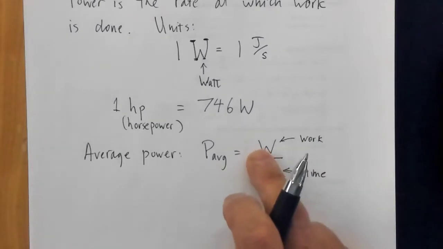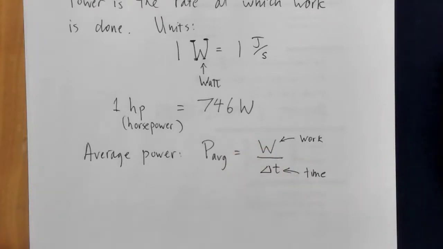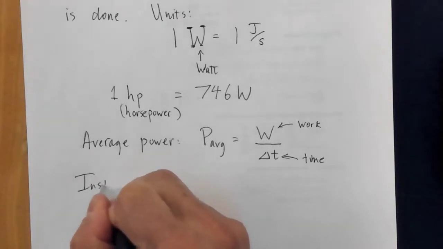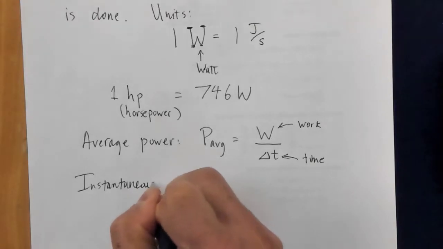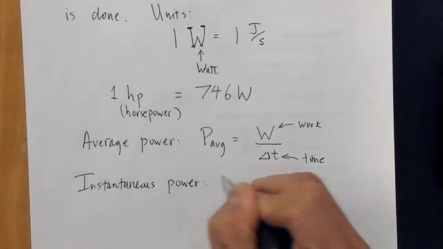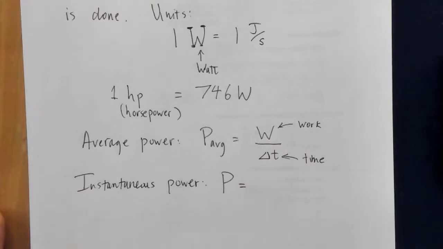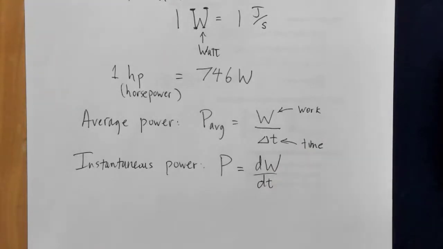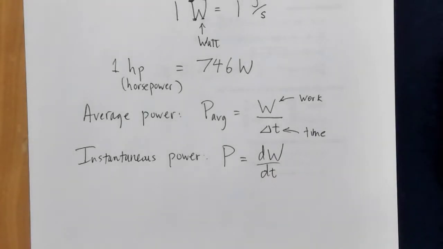Typically, we would have a delta in the numerator as well, but the way work is defined, work itself is the change or the transfer of energy. So there's not a delta going with the work itself. Okay, and then there's also the instantaneous power. That's just P without the average symbol, and that's just going to be dW dt, the time derivative of the work. Any questions about that?